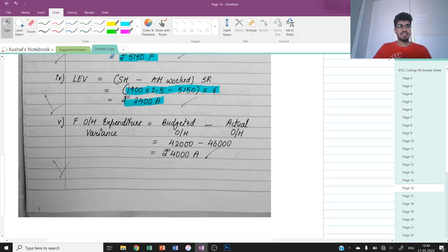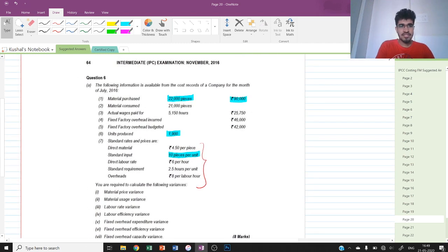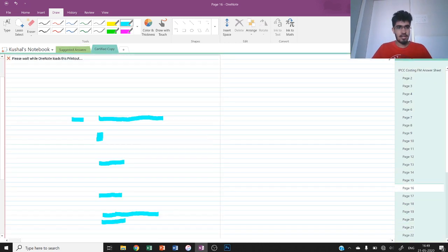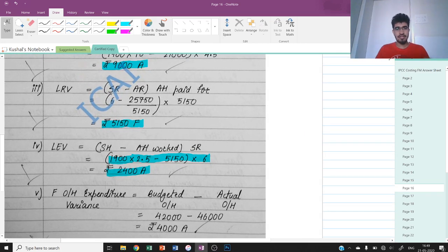The fixed overhead expenditure variance can be computed by subtracting the budgeted overheads from the actual overheads. The actual overheads are 46,000. They are the overheads incurred, and the budgeted overheads are 42,000. Subtract 42 and 46 to get the answer to this variance, which is 4,000. So 4,000 adverse is the answer, because the actual overheads are more than the budgeted overheads. Since the actual overheads are more, it means that my company did not perform well, and this is an adverse variance.